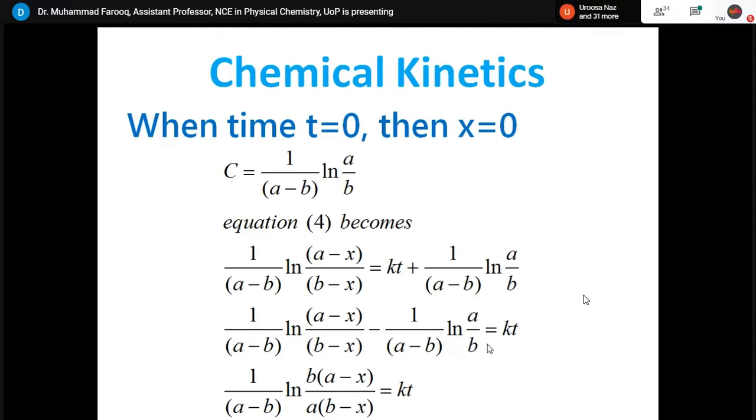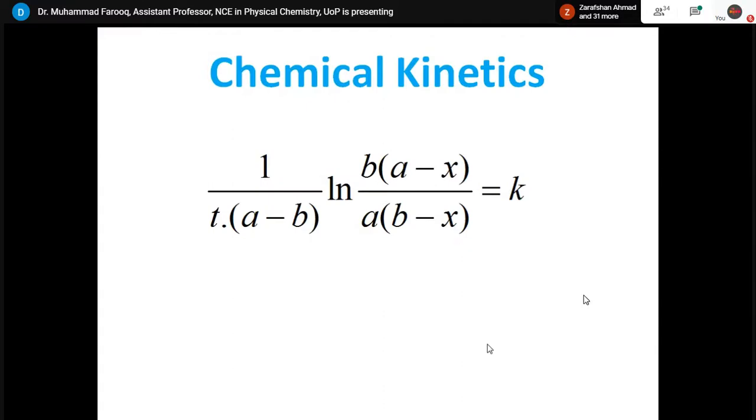Because if we divide it by log of a minus b, it will become inverted. Now, finally, I can write down 1 over t into a minus b log of b into a minus x divided by a into b minus x equal to k. So the k value becomes k is equal to 1 over t, because we have to divide both sides by t. So you will be left with k here. On the other side, you have to divide by t. So the final equation is this way.